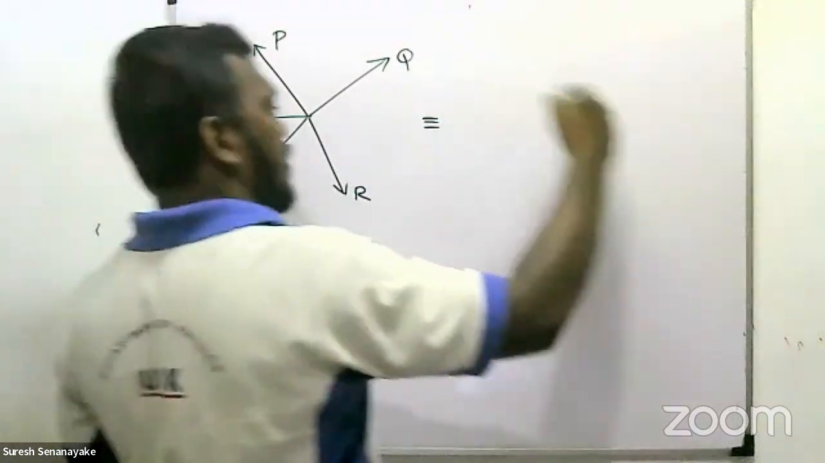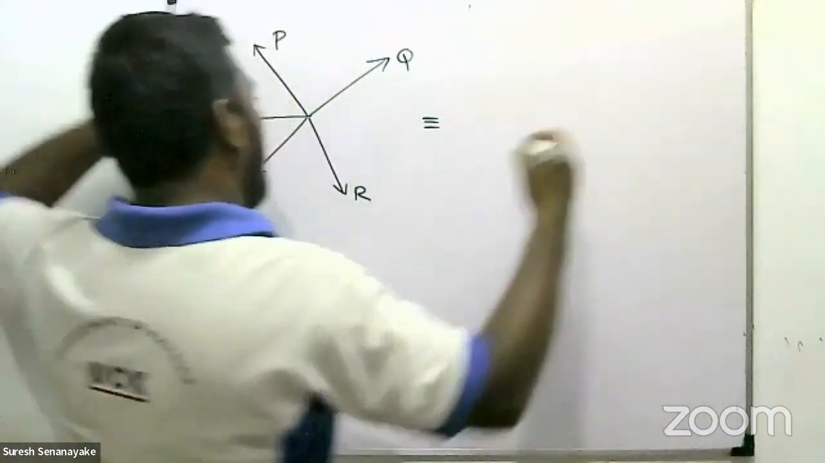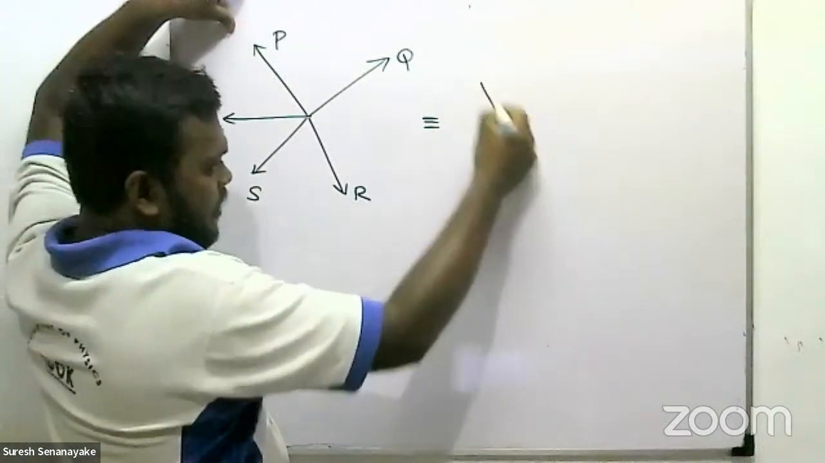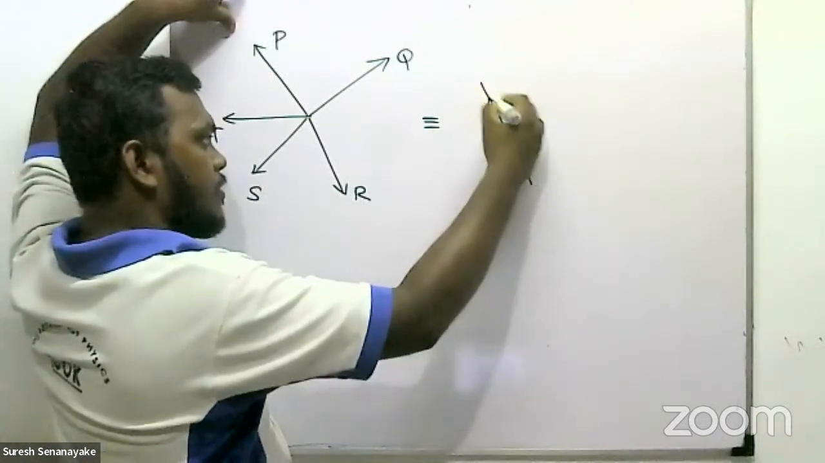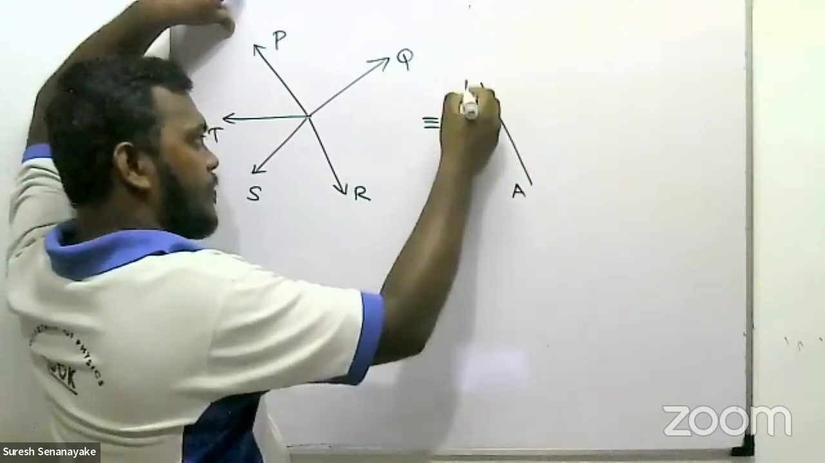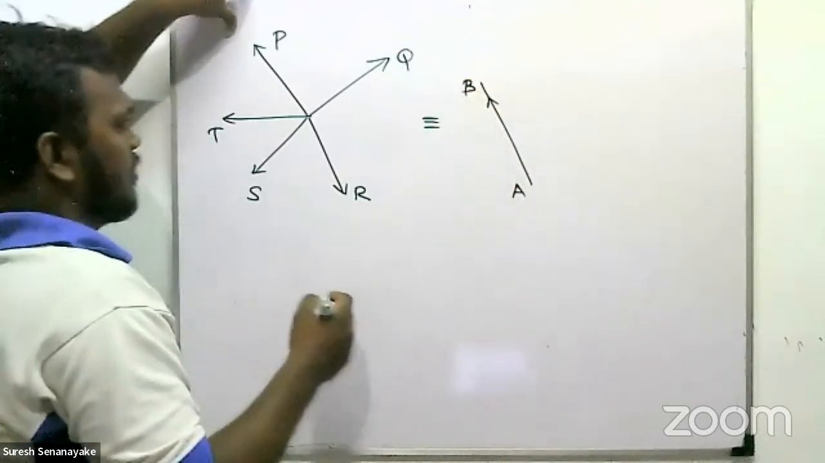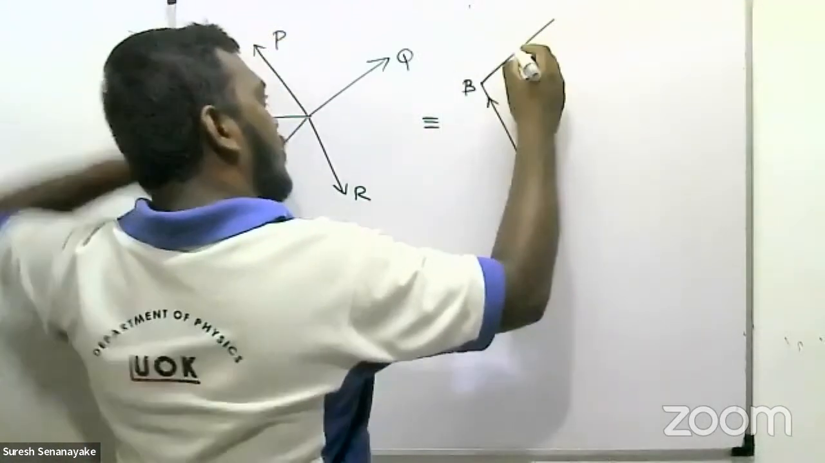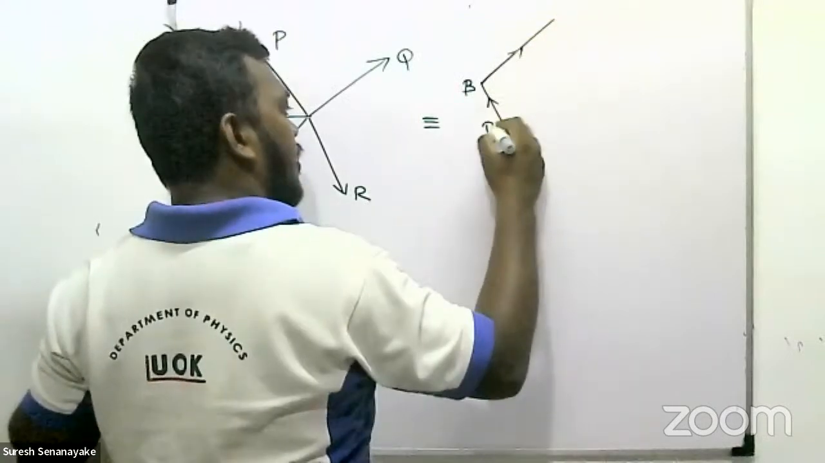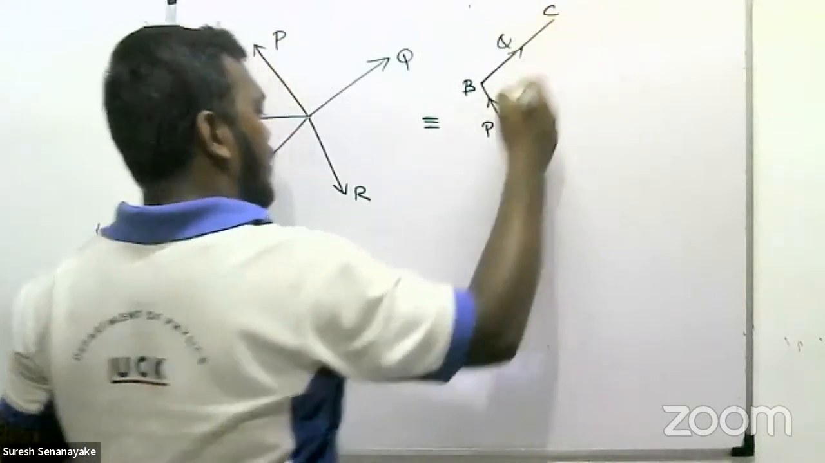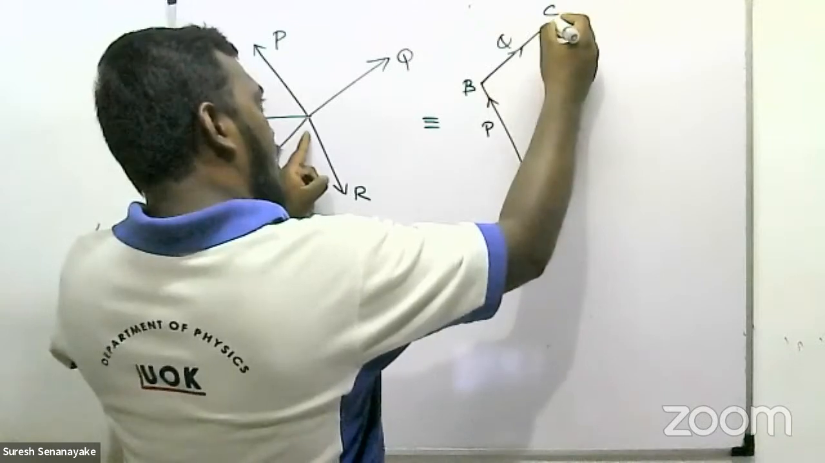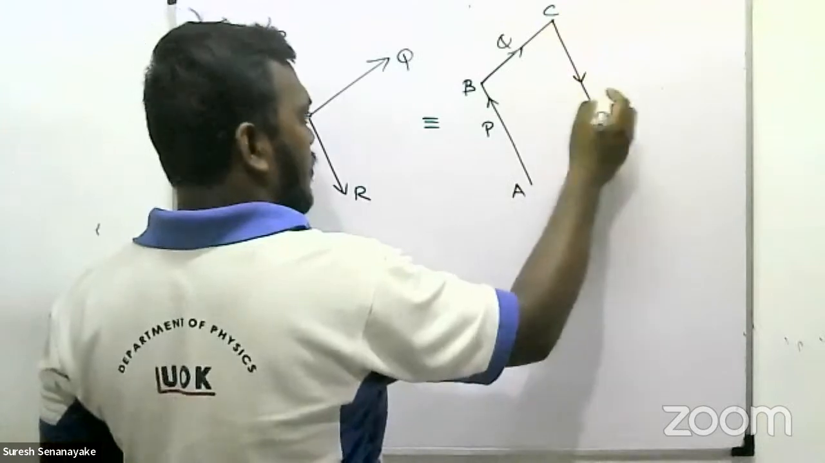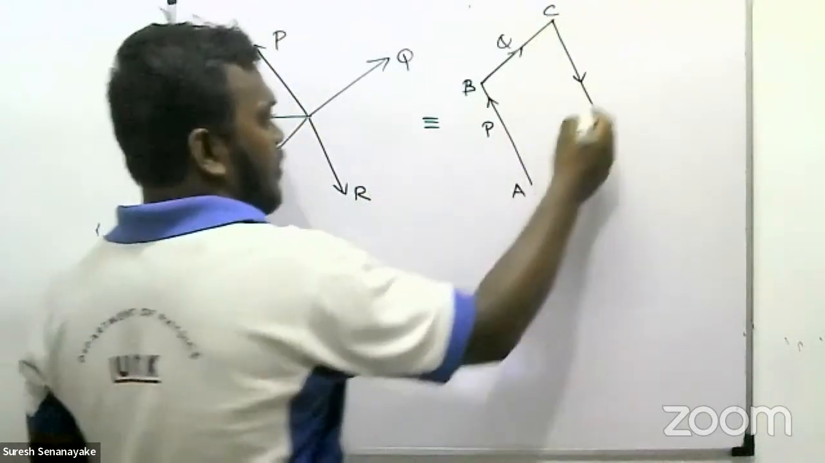Starting from P, P is in this direction. First you draw P, which is AB. And then Q is the other; you can draw this parallel to Q. This is P and this is Q. And R, you can draw the line parallel to R, and the magnitude should be proportional to this.